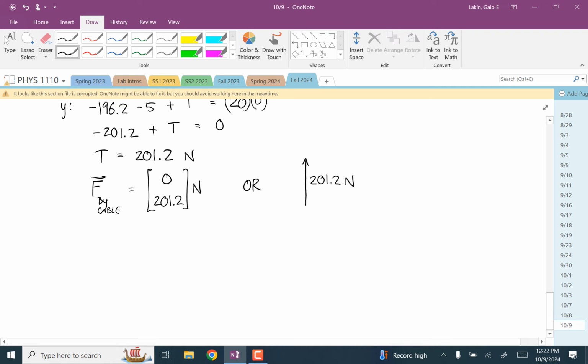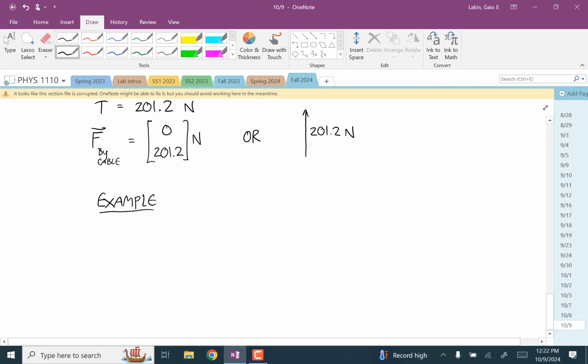Okay. So now let's do one where an object is moving. So let's say this cart is moving along a horizontal surface. And let's say we have a 20 Newton force this way, a 10 Newton force this way, a 30 Newton force down, and the mass is 10 kilograms.